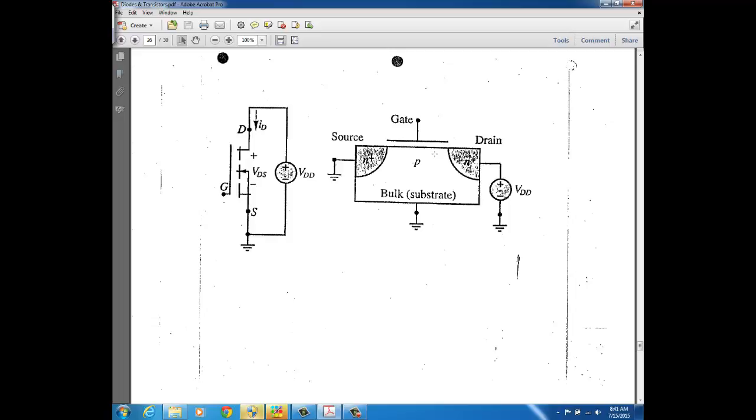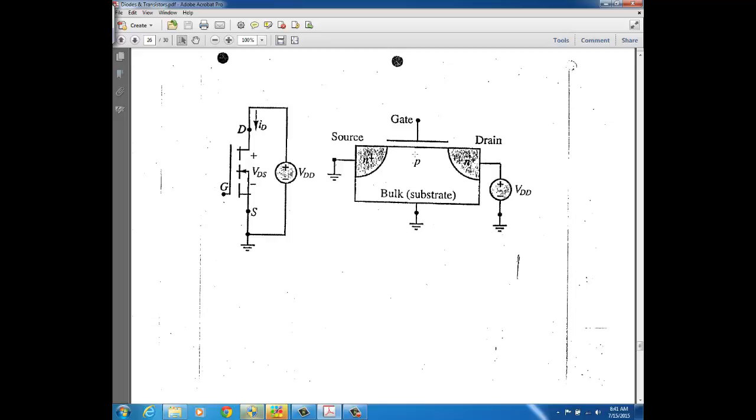See, these 2 N regions are separated by this P. In order for there to be a channel, you have to have a continuous medium of N here to make an N channel. So there would have to be a connection between these 2 corners of N-type material in order to have a conductive medium, a channel between the 2 ends of the MOSFET.